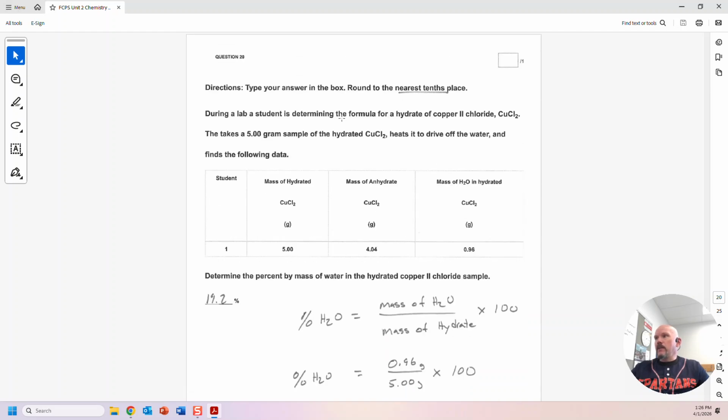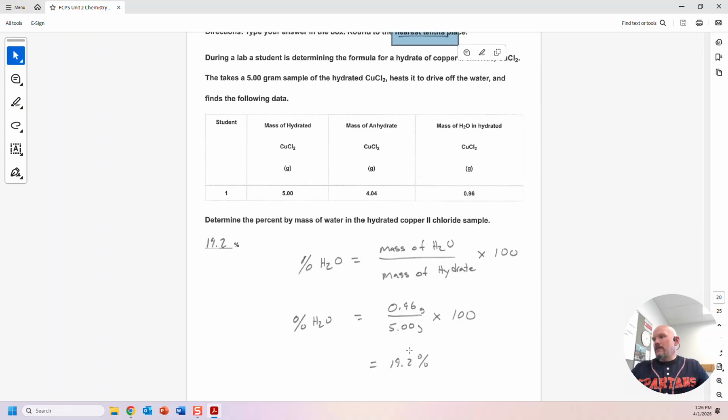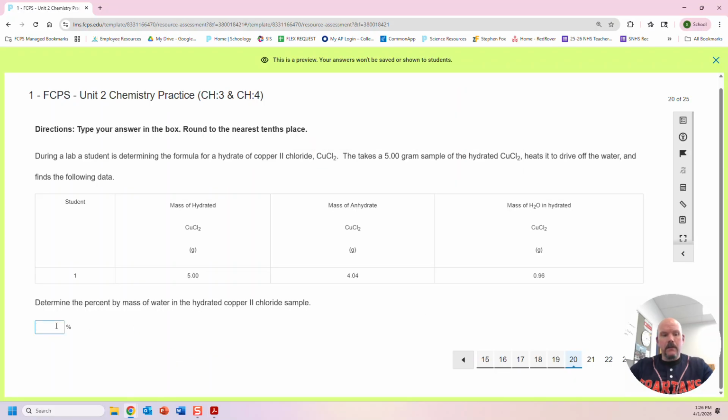And this is where you have to read the instructions. It says round to the tenths place. So maybe if you thought you should only have 2 sig figs, and technically you should because that mass only has 2 sig figs, so you should round to 19, but the rules tell us to round to the nearest tenths place. When I do this in my calculator, I get 19.2 exactly. So 19.2 is what I need to type into my answer here. 19.2. Okay. And notice you don't have to put the percent sign. They put the percent sign there. Okay.